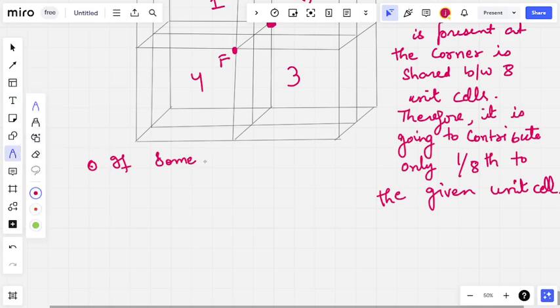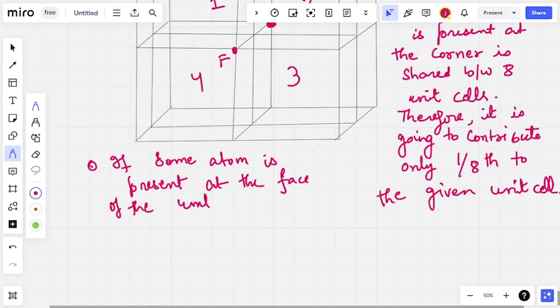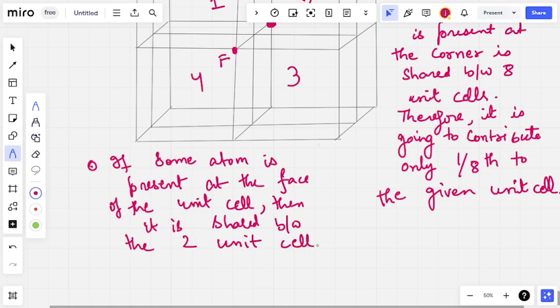And if some atom is present at the face of the unit cell, then it is shared between the 2 unit cells, and therefore its contribution is going to be 1/2.